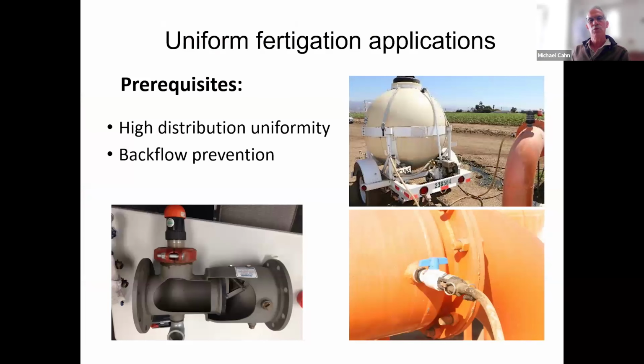If you're trying to get a nice uniform fertigation application, the prerequisites, I would say, are to make sure your irrigation system is distributing or applying water very uniformly in the field. And also, very good idea, and in many cases it's the law, to have backflow prevention, so none of the fertilizer you're injecting can get into your water source, which in some cases would be a well. So make sure your wells have the required backflow prevention.